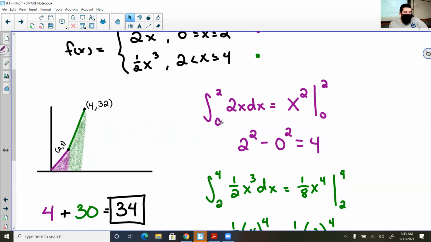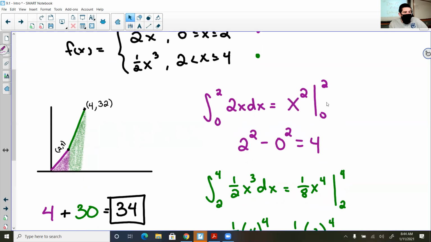So I set up a definite integral from 0 to 2 of 2x dx. And I took the antiderivative of 2x, which would just be x squared. Again, double check your work by taking the derivative of it. If I bring the 2 down, reduce by 1, I get 2x, so I'm happy. And then I put this vertical line in to show evaluating from 0 to 2.